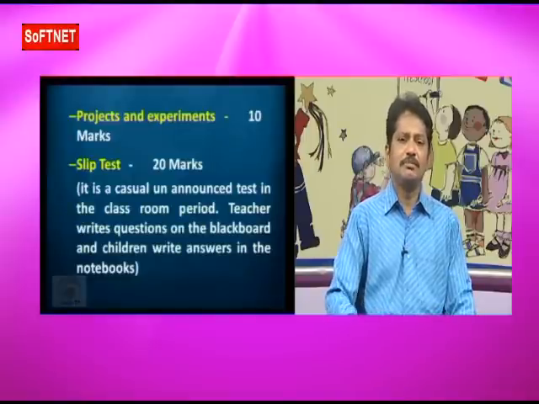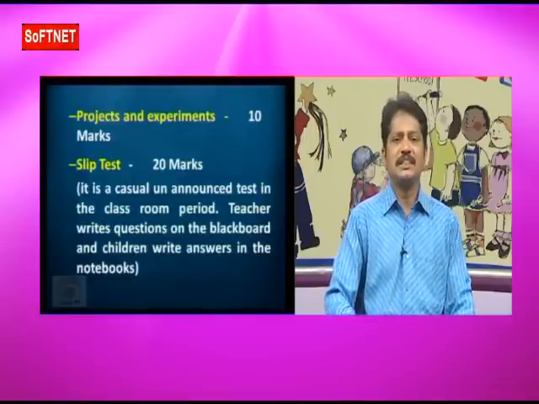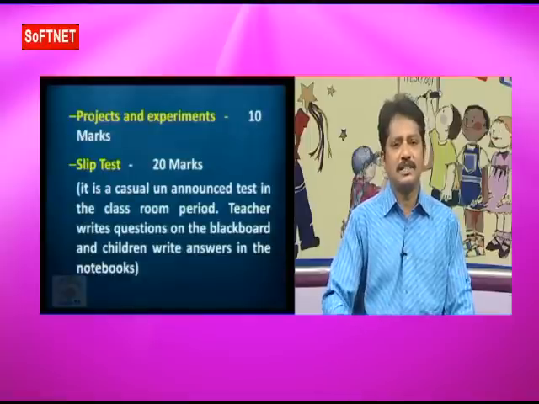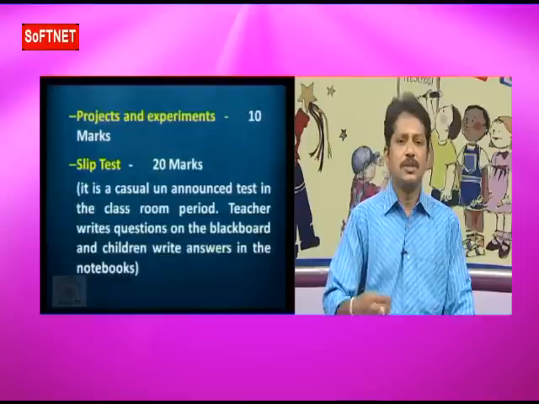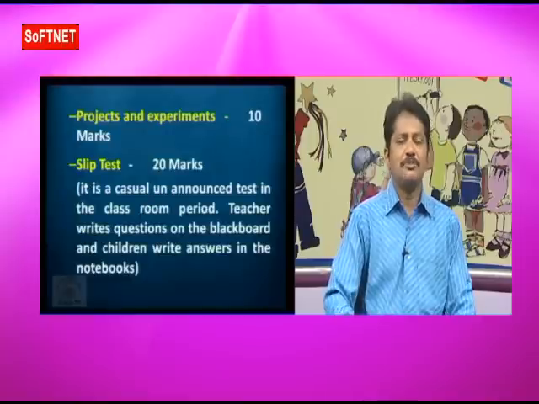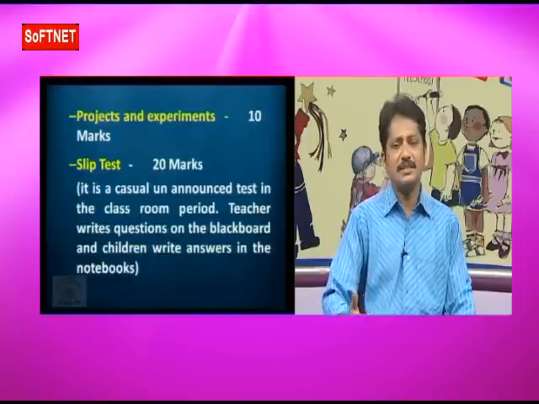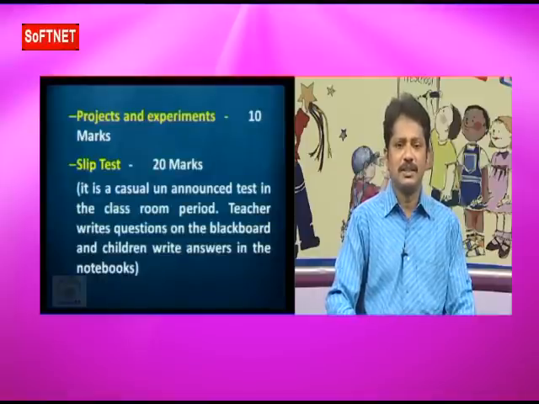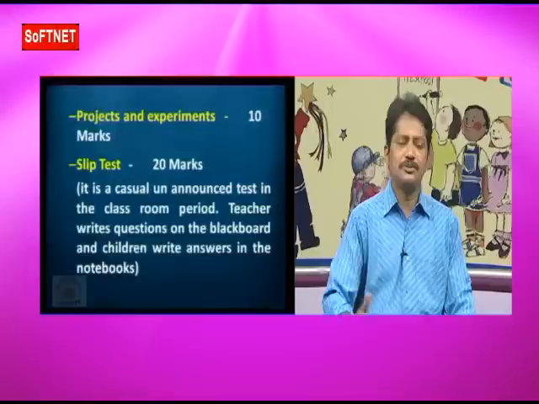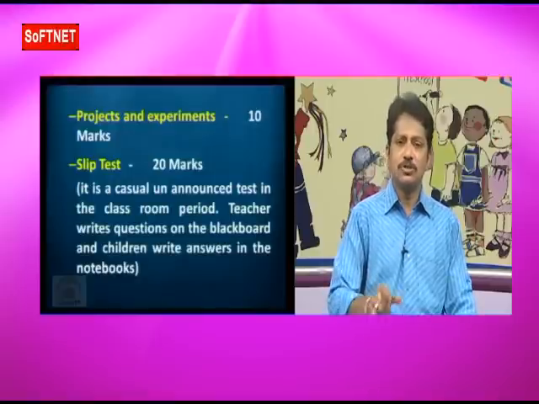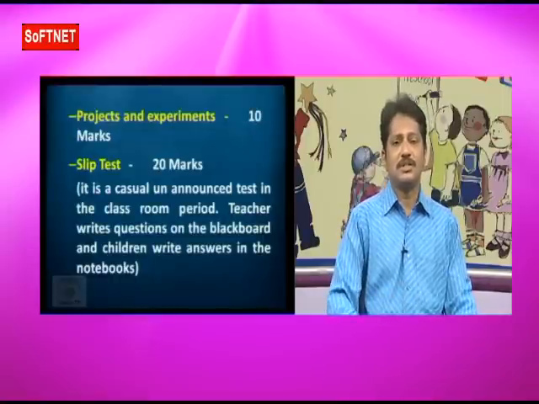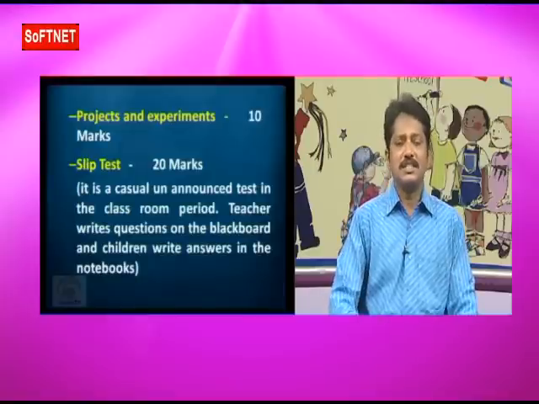So, for each unit the children have to write 5 questions. For example, there are 3 units, so he has to write 15 questions. Now, check it: out of 15 questions, if more than 80% of the questions are correct, then the teacher can give 5 marks to him. Up to 60 to 70 you can give 4. Here there is no restriction, so the teacher has to award these marks only. So finally, the teacher has to award 5 marks for it, clear.